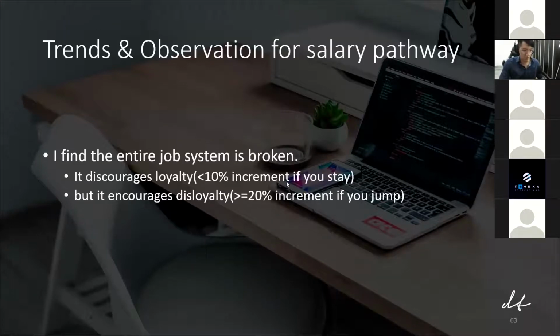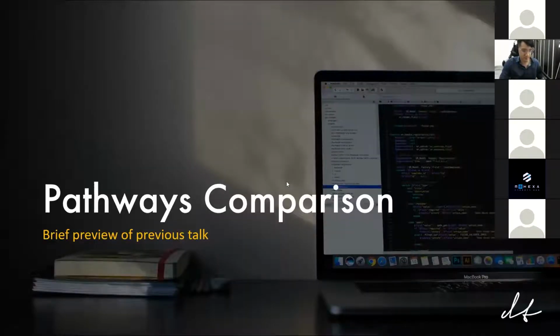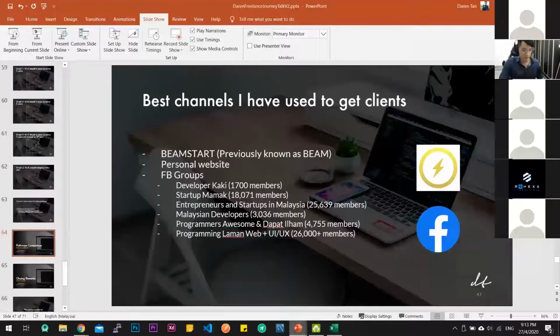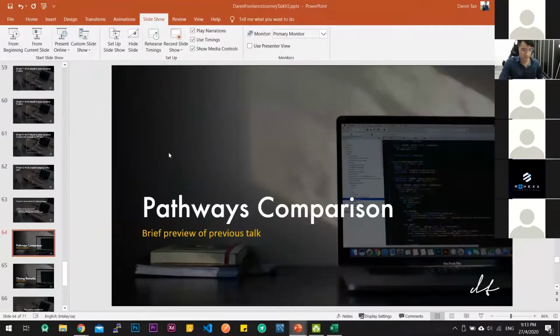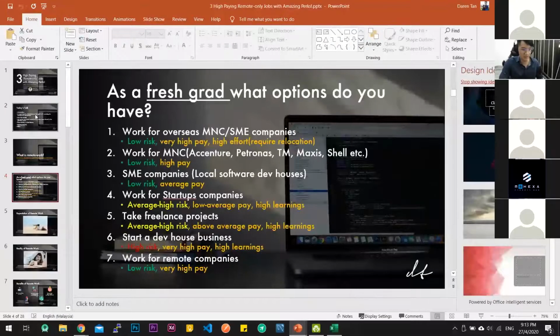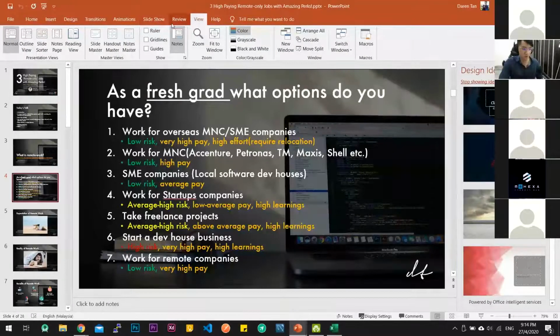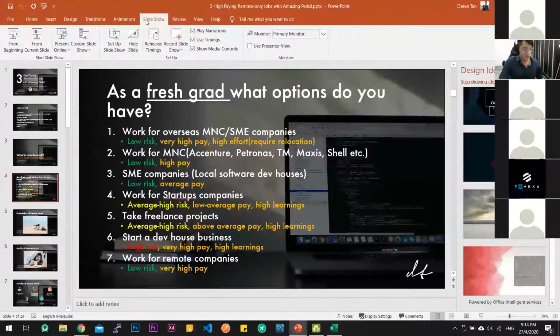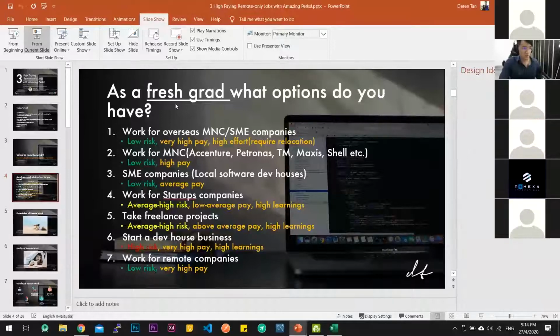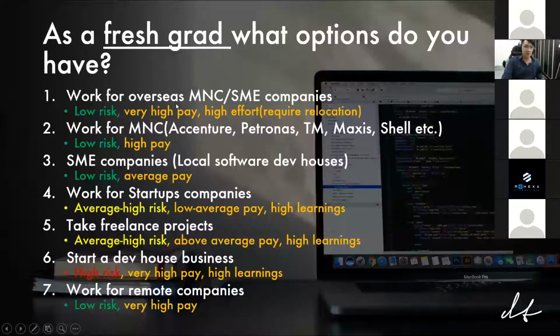So right now I changed to a different slide. I gave a talk last week that shows the different pathways you can actually take as a fresh grad to enhance your prospects, your growth basically. So let me change slide to this one. So as a fresh grad, what kind of options do you have?